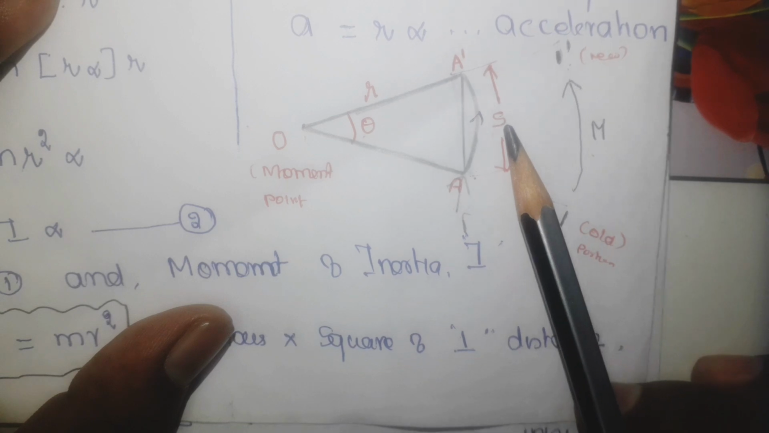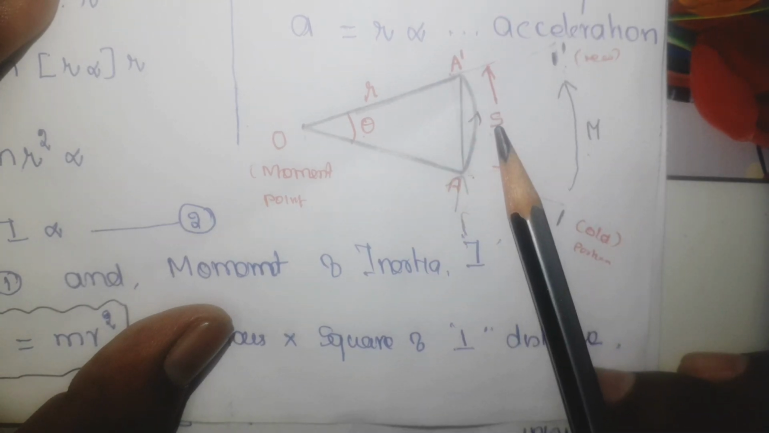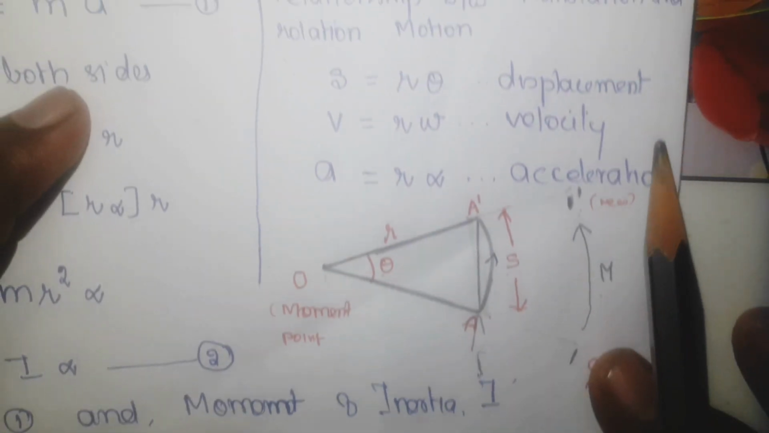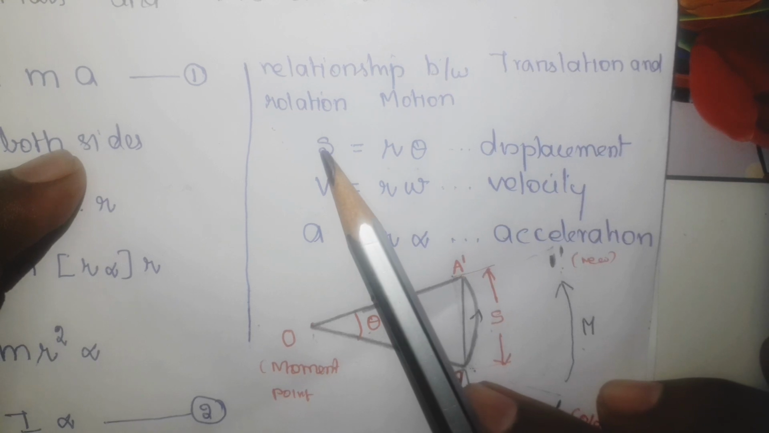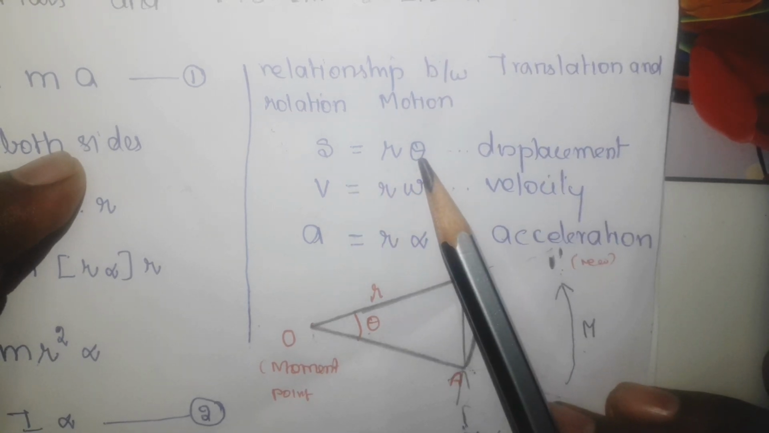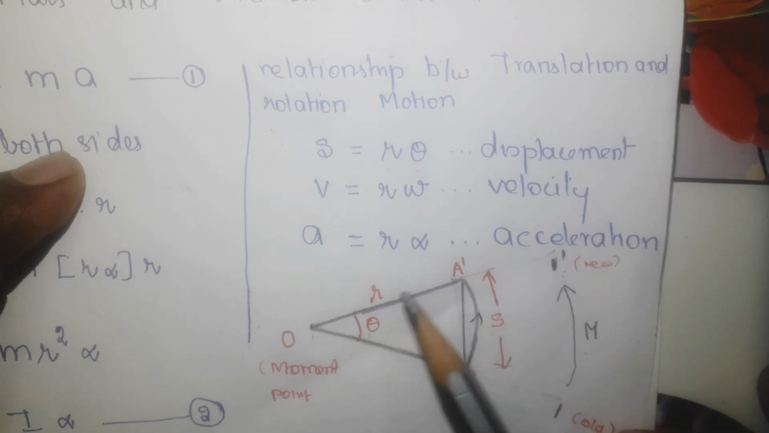Okay, now there is a relationship between these two, S and theta. S is the linear displacement and theta is the angular displacement. Let us see here now. This is the linear displacement S, which is equal to R into theta. Theta is the angular displacement. R is nothing but this distance, the perpendicular distance.